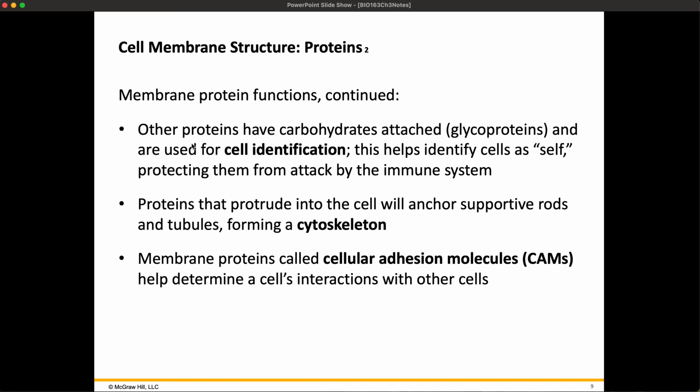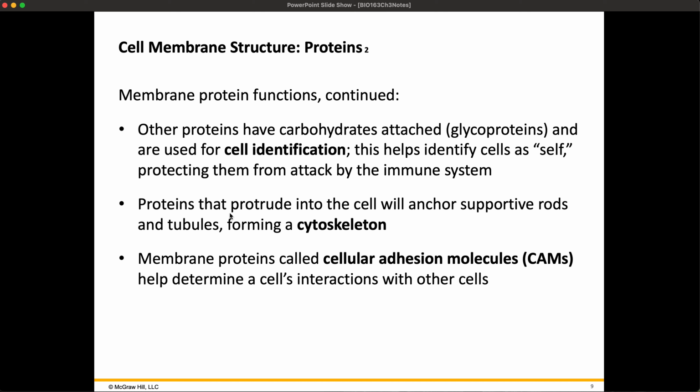So, other protein functions: some have carbohydrates attached. We call those glycoproteins, for cell identification. Again, that helps with the immune system, because the white blood cells wander around and monitor to make sure a cell is either a native cell to the body or a foreign cell, or if it is a native cell, whether it is healthy or infected. And cells can send those signals based on these protein markers.